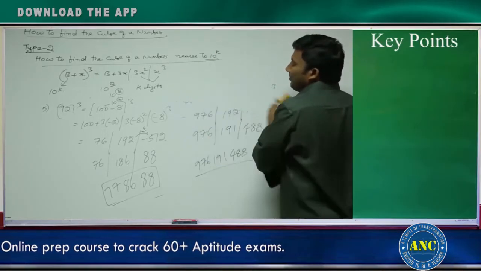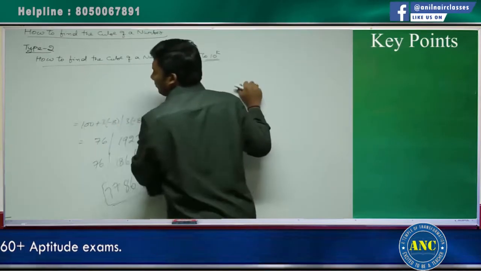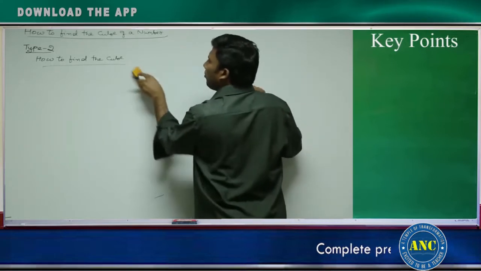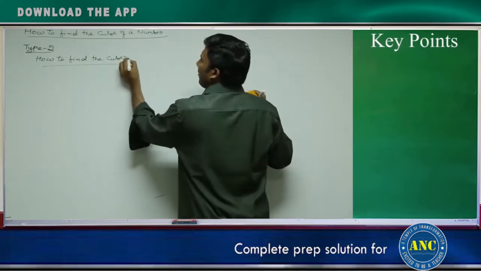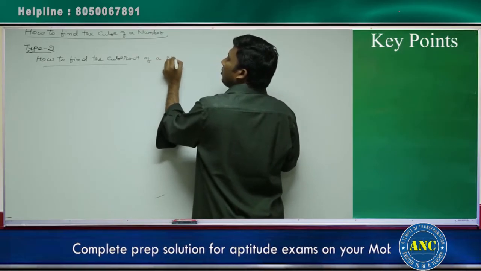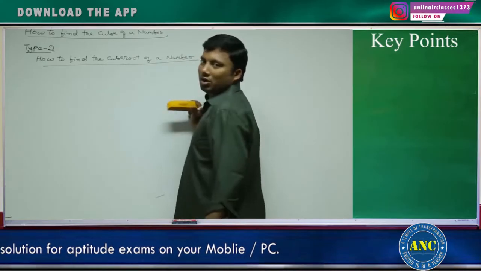Type 3 is a very, very interesting type. How to find the cube root of a number. This is the reverse of finding the cube of a number.